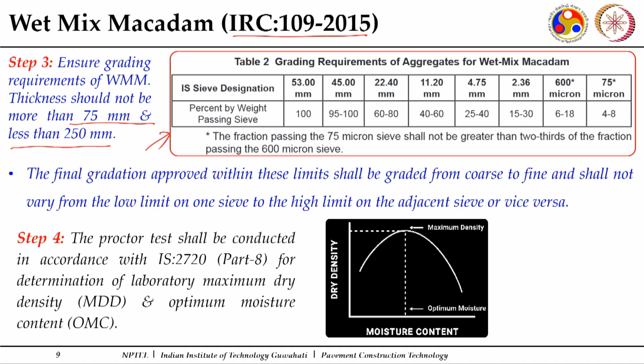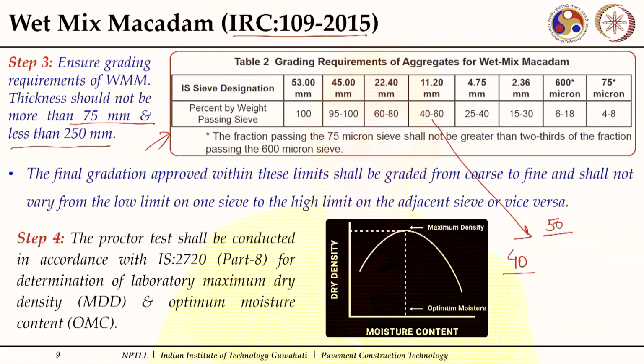One important aspect, even during this gradation or proportioning part, is to look at two sieves. Suppose I have done a proportioning, and I found that the material on the 11.2 sieve was 40% passing. So it was on the lower side. My target was 50%, but the blend of the different stockpiles gave me 40% passing. Since the range is given as 40 to 60, it is in the range, so it can be acceptable.